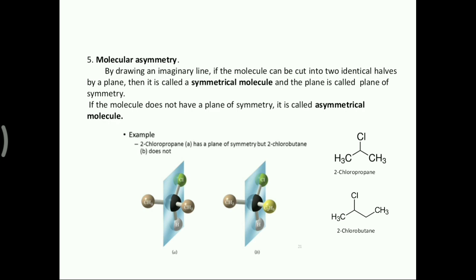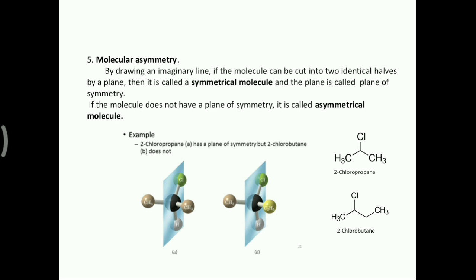Molecular symmetry. Based on symmetry, we can classify molecules into two categories, symmetrical molecules or asymmetrical molecules. By drawing an imaginary line, if the molecule can be cut into two identical halves by a plane, then it is called a symmetrical molecule, and the plane is called the plane of symmetry.